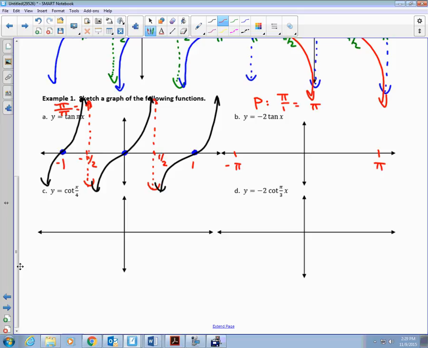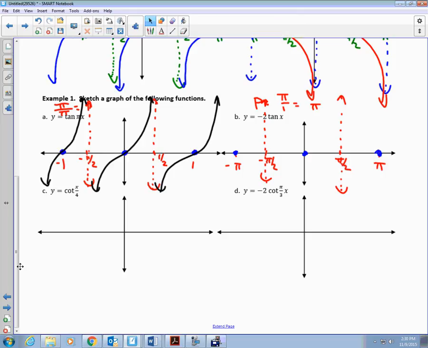Is tangent equal to 0 at the period, or is it undefined at the period? 0 at the period. Put my dots. It's undefined halfway in between. Pi over 2, negative pi over 2. Undefined means vertical asymptotes.